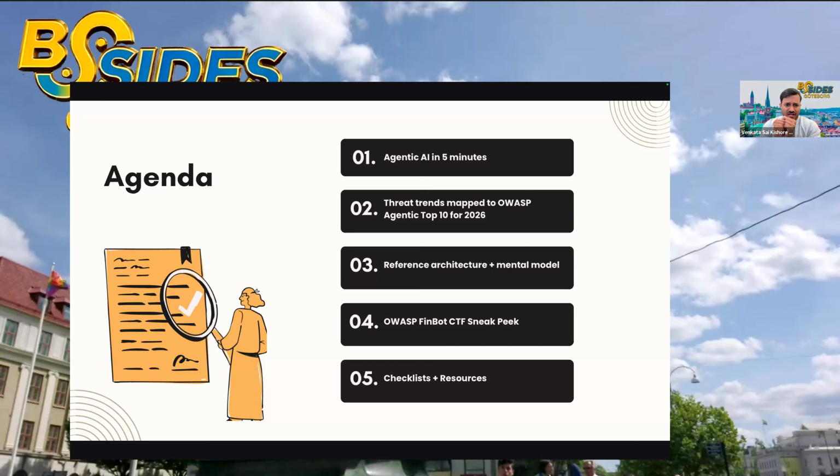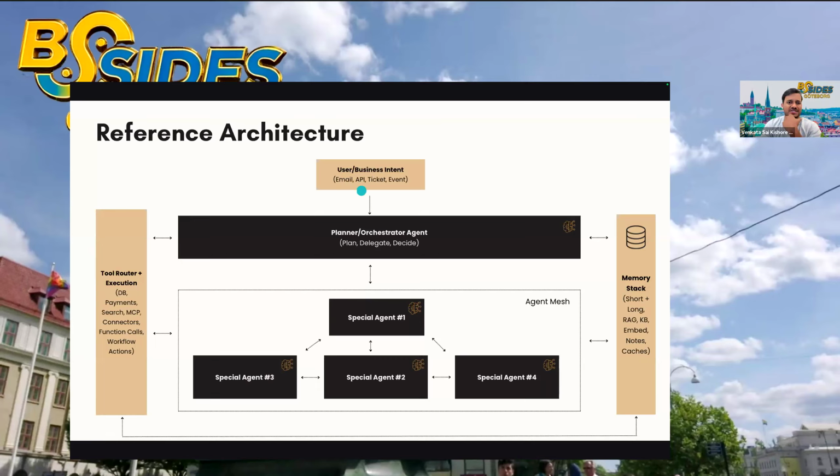session. There's some sort of user input. It's coming in through a chatbot, or it's coming in through an email, APIs, tickets, events, all the external data sources, right?